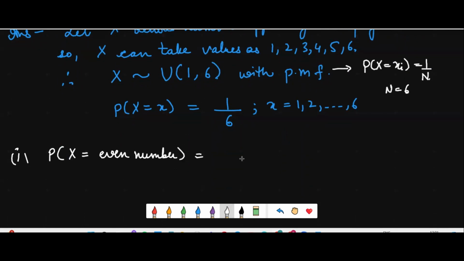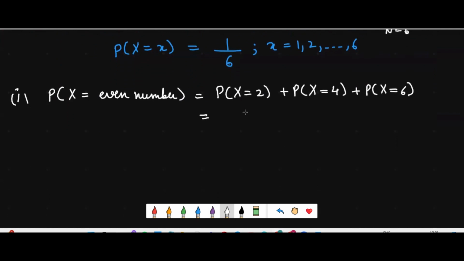So we only have three even numbers here. So that is 2, 4, and 6. So the probability would be the same here. So it would be 1 upon 6, 1 upon 6, and 1 upon 6.